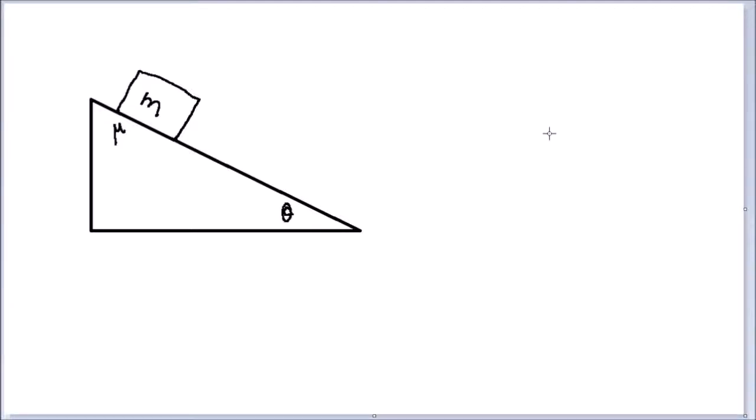Hey guys, welcome back to Food for Thought Physics, where today we're going to be analyzing the motion of an object sliding down an inclined plane. So let's look at the problem first.